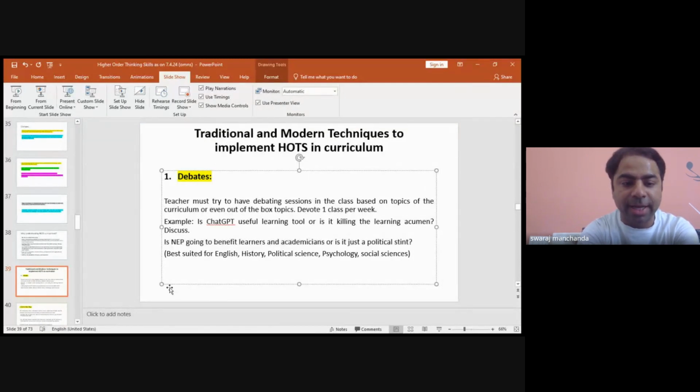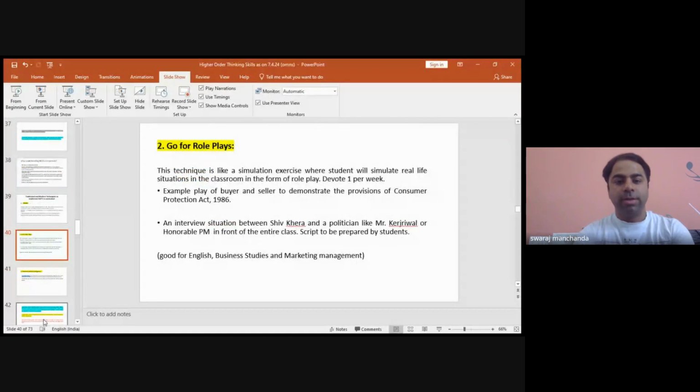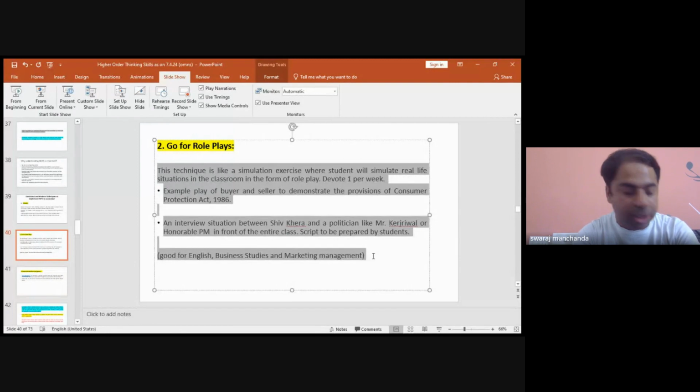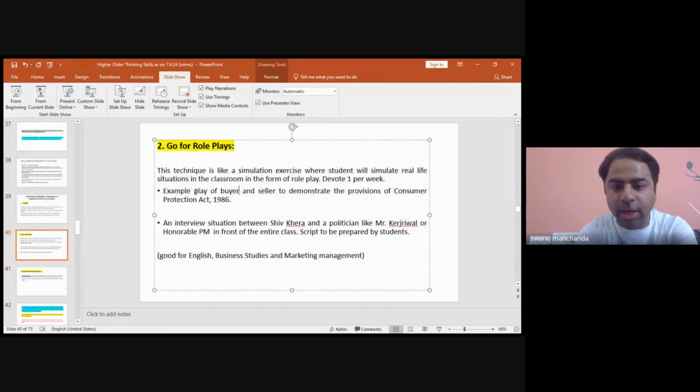Second technique that we can apply is role play. This is a very good technique, especially for business studies and marketing. Teachers who are teaching BST can use this technique. Consumer Protection Act, you can explain that entire chapter through a role play between buyer and seller using the provisions of Consumer Protection Act 1986. Let the students make the script. They should simply come to you for suggestions, for advice on what type of dialogue and what tone to keep. You should go with this track. Let them make the script.